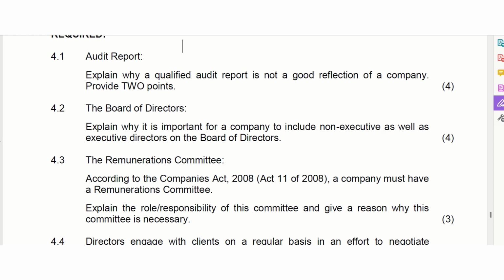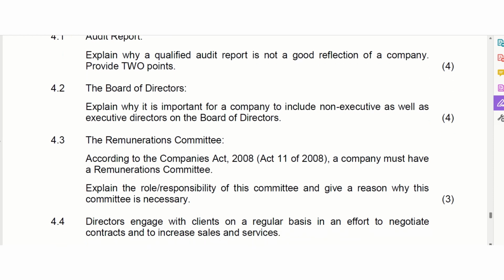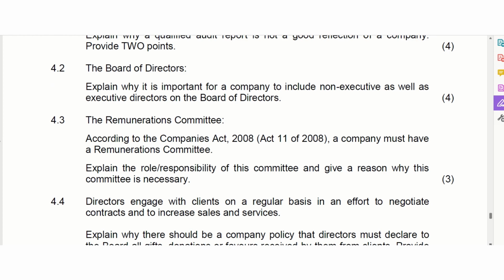4.3, the Remuneration Committee. So according to the Companies Act 2008, a company must have a Remuneration Committee. Explain the role and responsibility of this committee and give a reason why this committee is necessary. So this committee is elected by the Board of Directors. In the committee, you have a chairperson and other members of the Remuneration Committee.